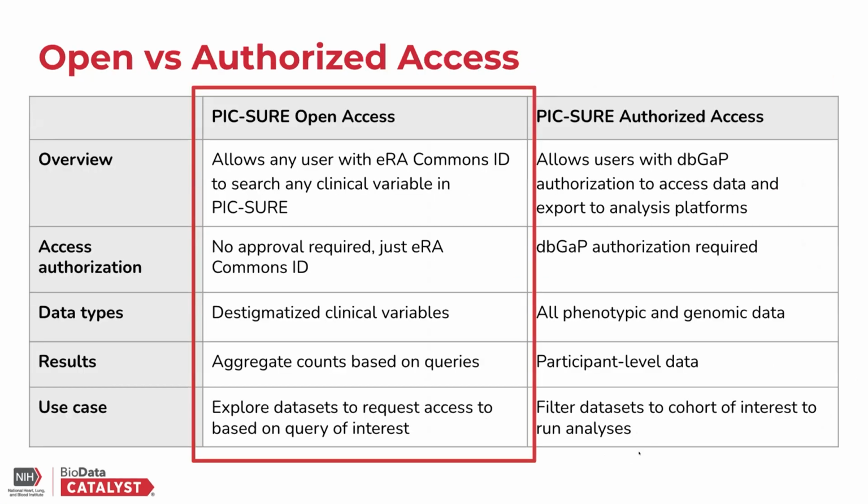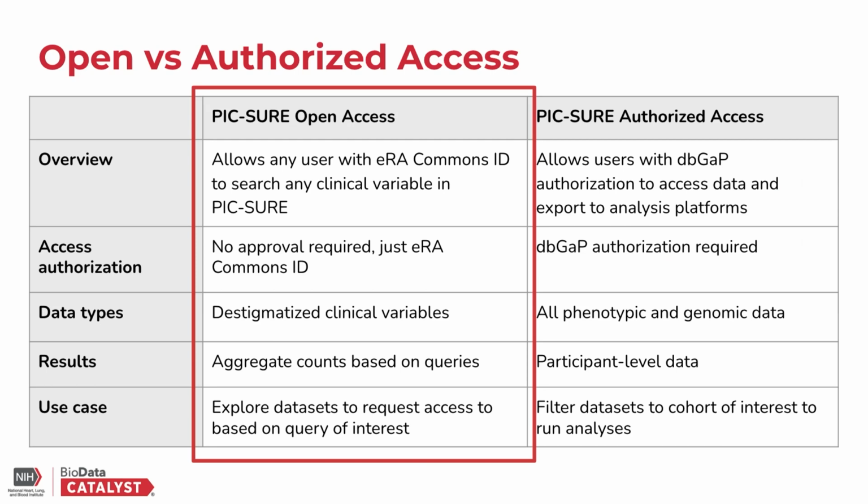So there are two sides to PICTURE. There is PICTURE Open Access and PICTURE Authorized Access. And today, because we're focusing on what you can do before you get access to data, I will be focusing on the PICTURE Open Access here, which you can see is outlined in this red box. And so just for an overview of what this tool allows you to do, it allows any user with an eRA Commons ID to search any clinical variable in PICTURE. And so this means that there's no dbGaP approval required to access the data. You can just use your eRA Commons ID and start searching phenotypes of interest.